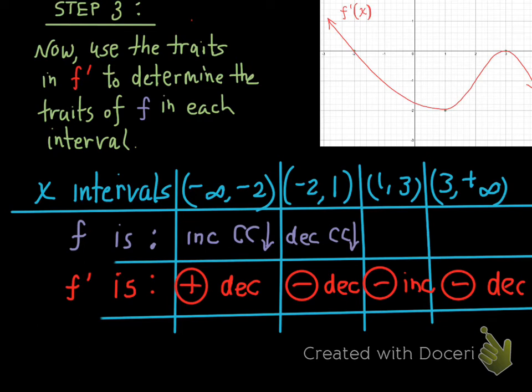In the next interval, f prime is negative, therefore f is decreasing there. F prime is increasing, our rule then is f must be concave up. Lastly, f prime continues to be negative, therefore f is decreasing. And f prime's nature is decreasing, therefore f will be concave down.